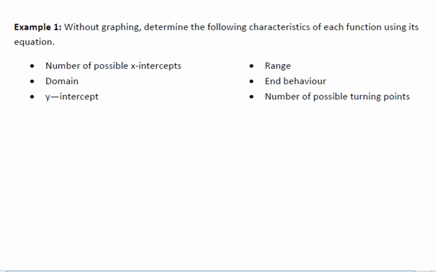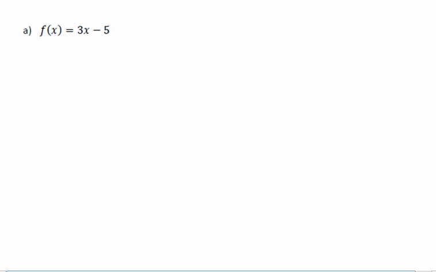This is what we want to do for each one. We're going to describe the possible number of x-intercepts, though we're not actually going to find them yet. Then the domain, y-intercept, range, end behavior, and possible number of turning points. We'll make a list first to make it helpful. We need to find possible x-intercepts, the y-intercept, and the domain and range.